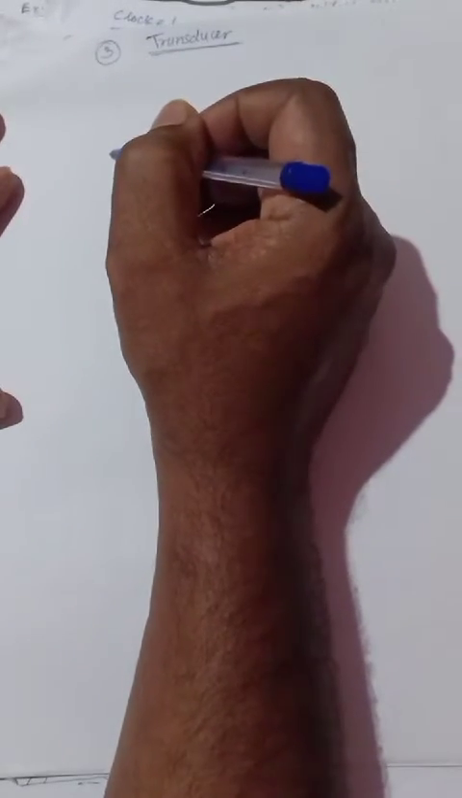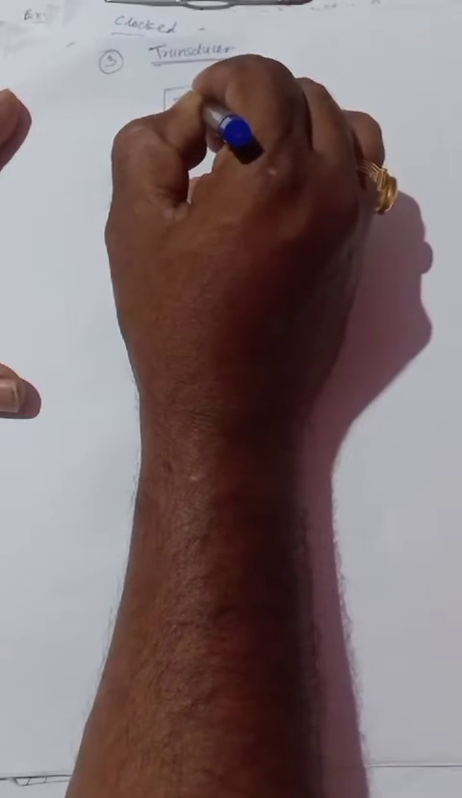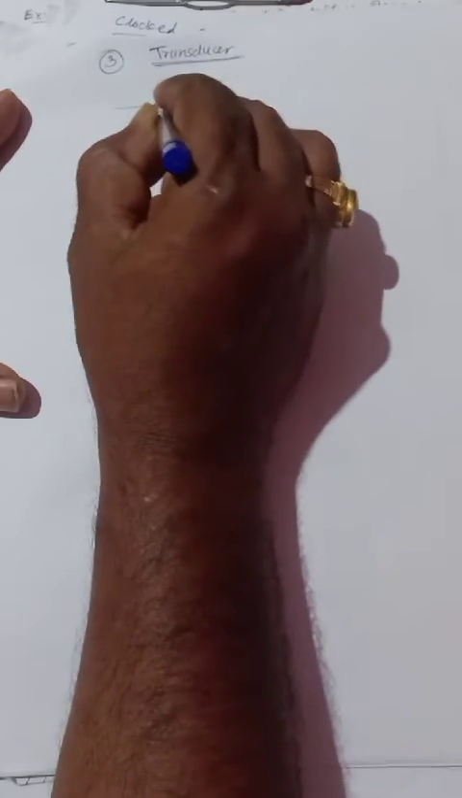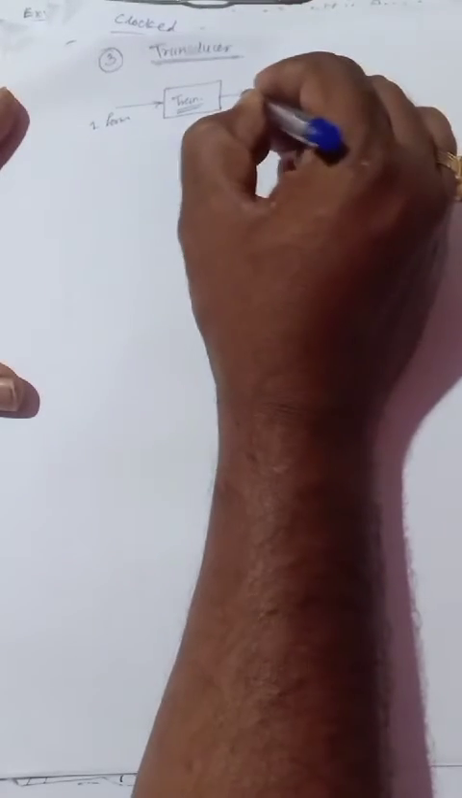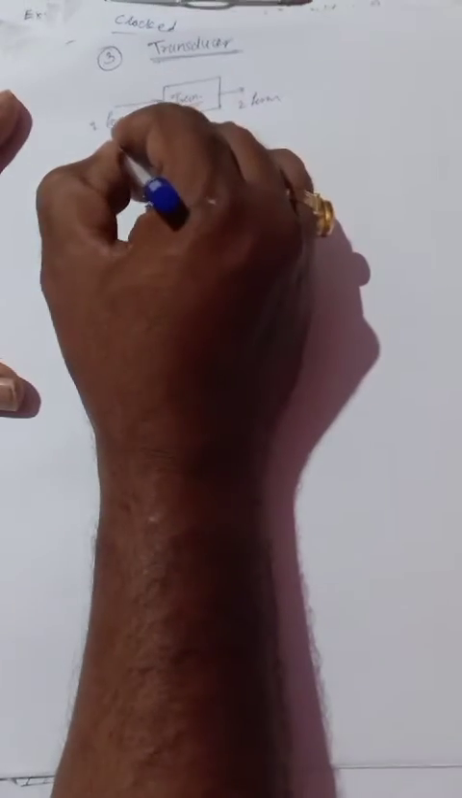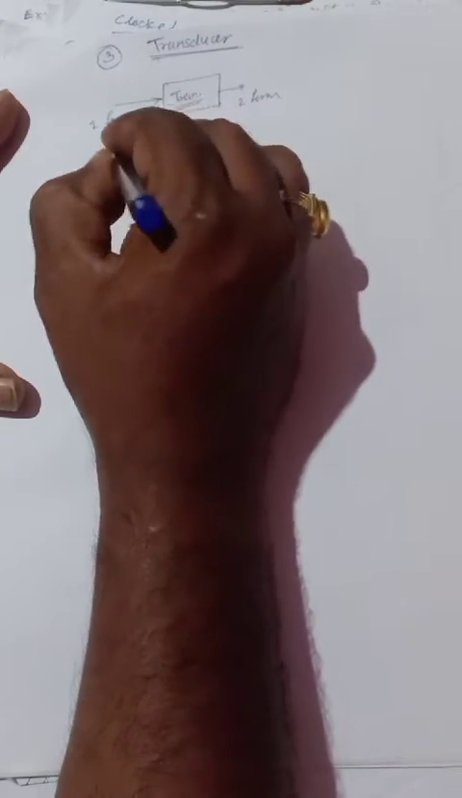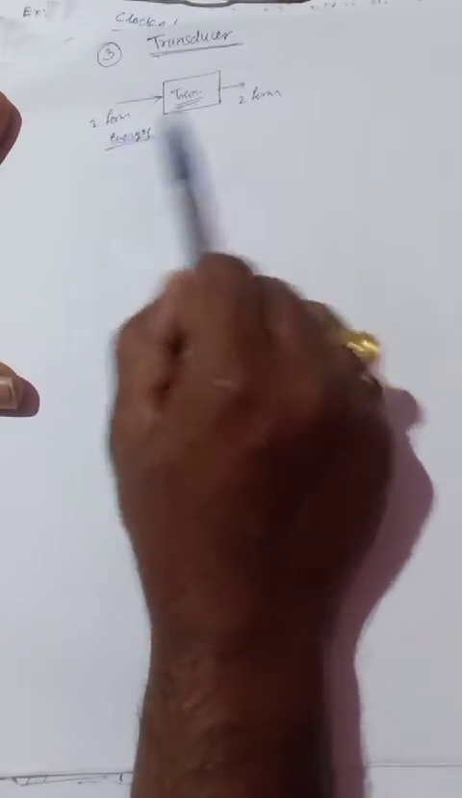According to the name, the transducer transfers energy from one form into another form. So this is the transducer. It transfers the energy from one form to a second form or another form. So energy is transferred by this transducer from one form to another form.